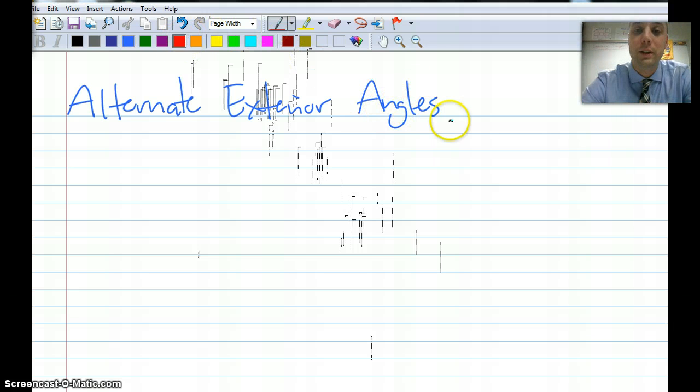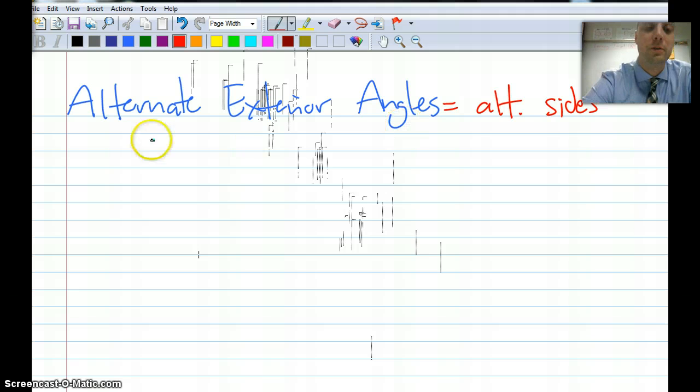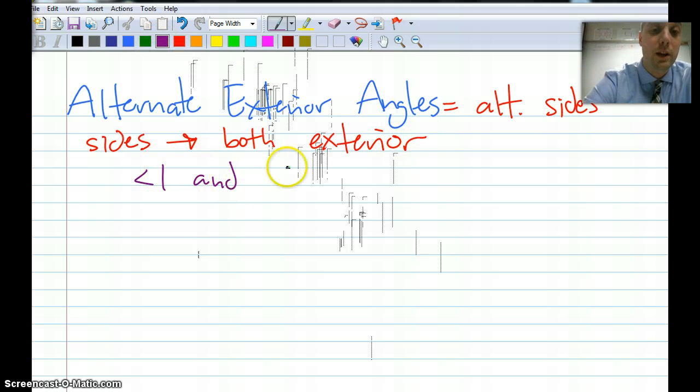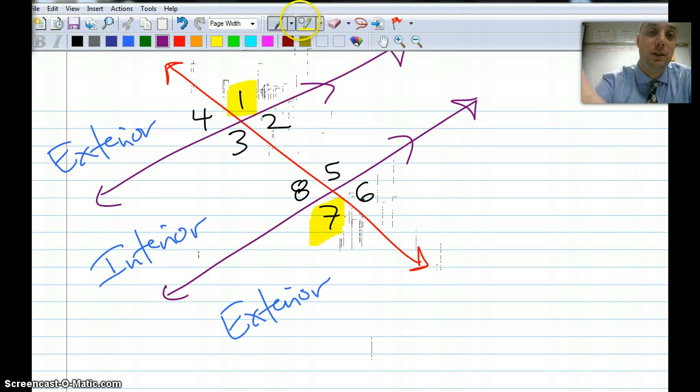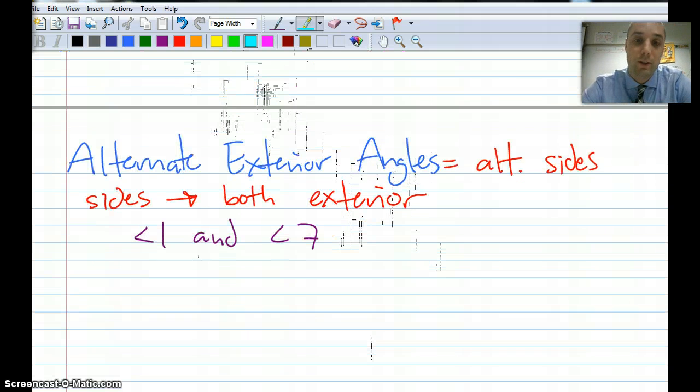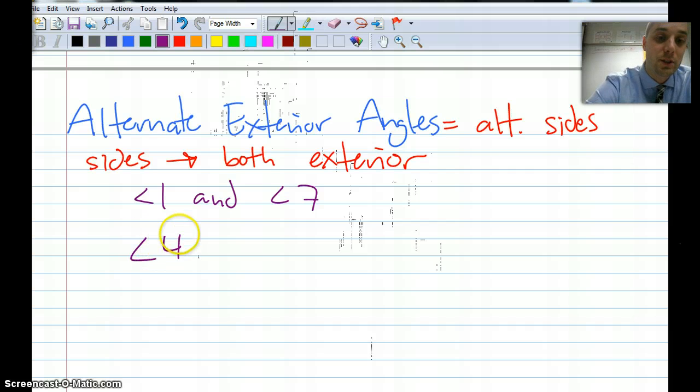And what we mean by alternate is they're on alternating sides of the transversal, and they're both on the exterior. There's always 2 pair of alternate exterior angles. The ones I mentioned already were angle 1 and angle 7. And if you look back at the picture, the other set here is angle 4. And on the alternate side of angle 4, also on the exterior, is angle 6. So angle 4 and angle 6 are also alternate exterior angles. Angle 4 and angle 6.